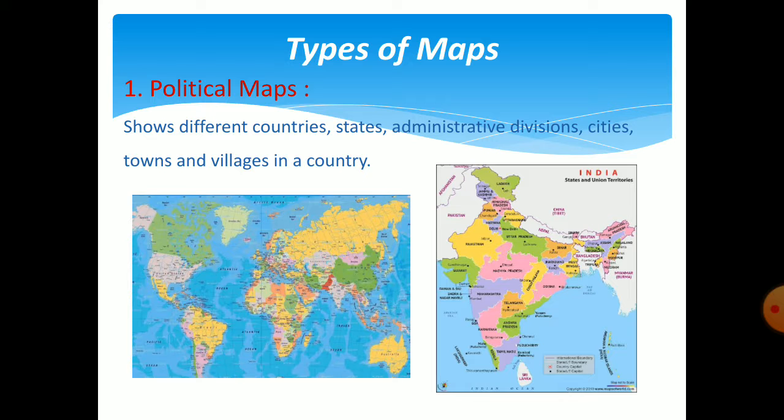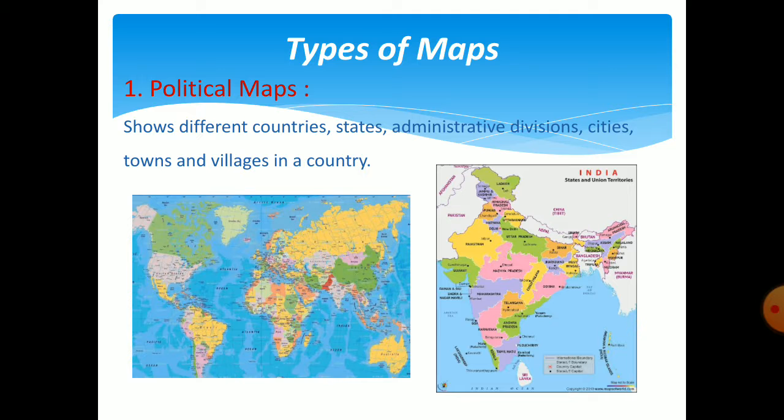Now we'll see the types of maps. First, that is political maps. What is meant by a political map? It shows different countries, states, administrative divisions, cities, towns and villages in a country. For example, I have shown you here two maps. One is a political map of the world, and another one is a political map of our country, India. On the political map of the world, you can see it shows the continents, water bodies and different countries.